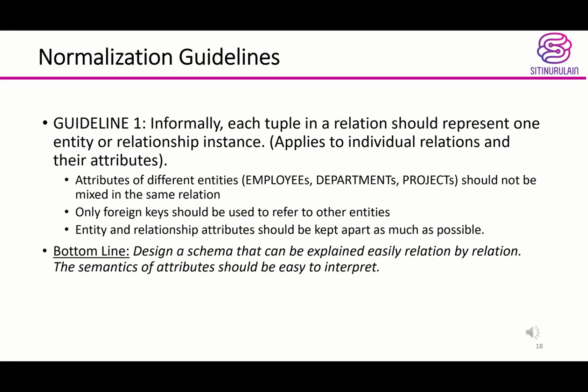Guideline 1. Informally, each tuple in a relation should represent one entity or relationship instance. This applies to individual relations and their attributes. Attributes of different entities, employees, departments, projects, should not be mixed in the same relation. Only foreign keys should be used to refer to other entities. Entity and relationship attributes should be kept apart as much as possible. Bottom line, design a schema that can be explained easily relation by relation. The semantics of attributes should be easy to interpret.